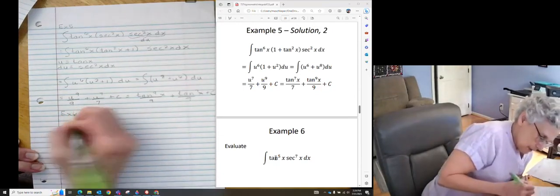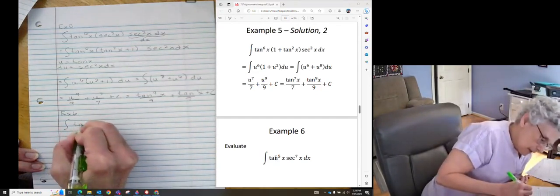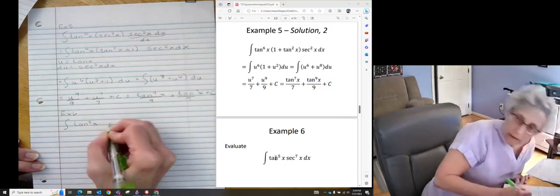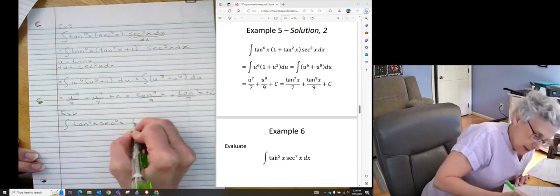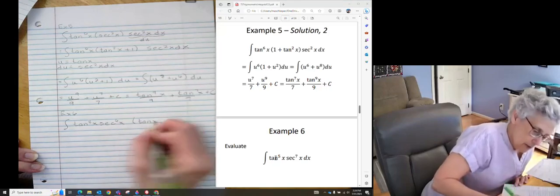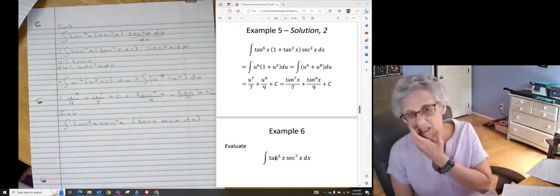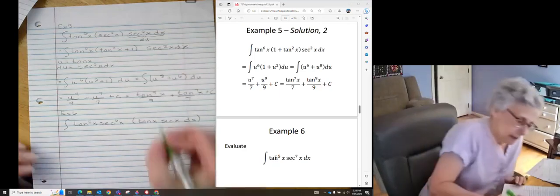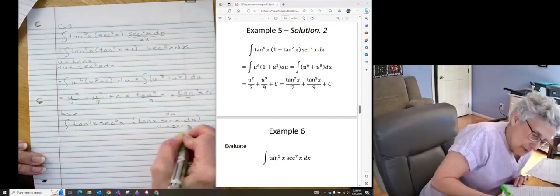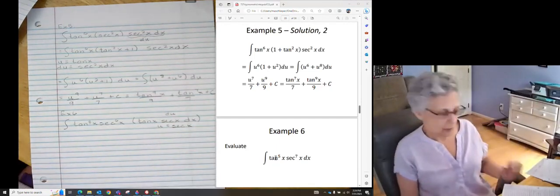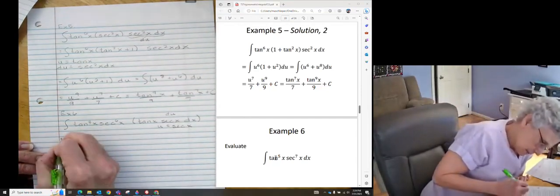Example 6. We have tangent to the 5th, so I'm going to write that as tangent to the 4th of x, and secant to the 6th of x, and now I have a tangent of x and a secant of x living there next to dx. That's going to be my du, and u is going to be equal to secant of x. But now I need to get everybody over here in terms of secants.